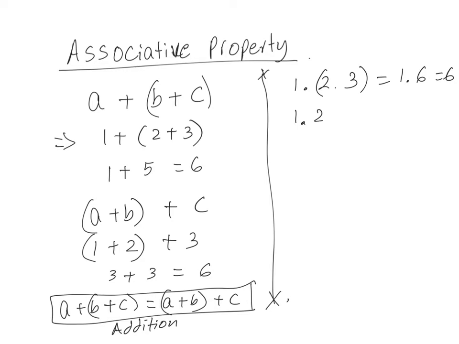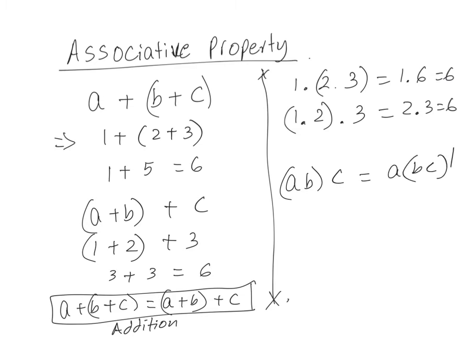Let's change the position of the parentheses and still solve. What's 1 times 2? 2. 2 times 3 is 6. So even for multiplication, it works. So A times B, parentheses C, or A, B, C. So it works for both addition and multiplication.